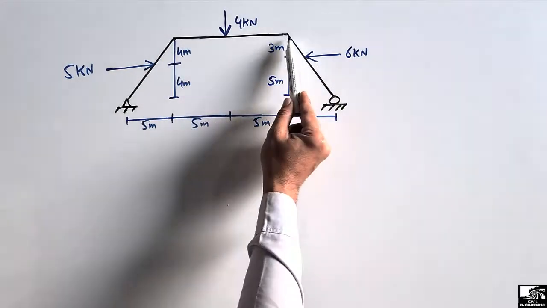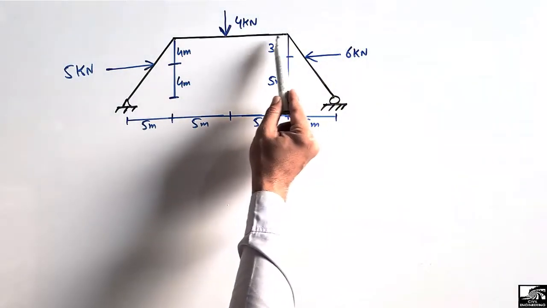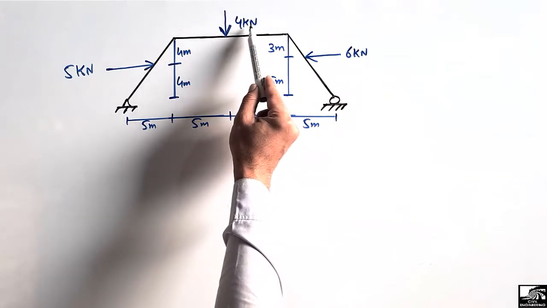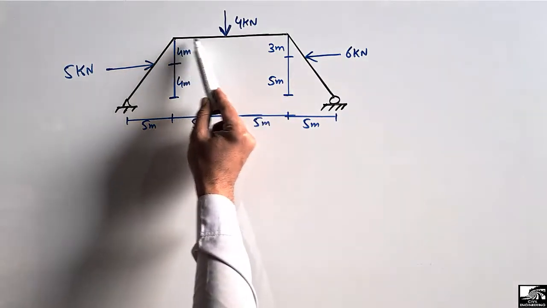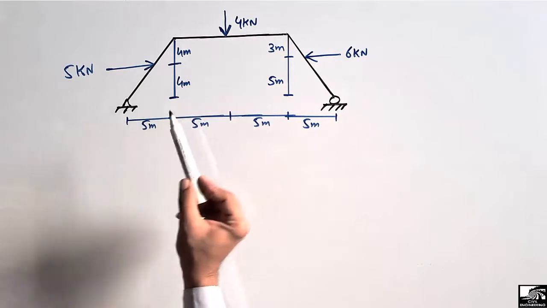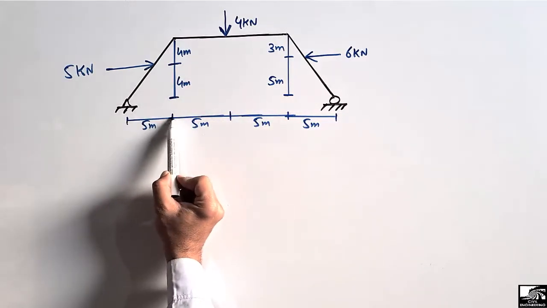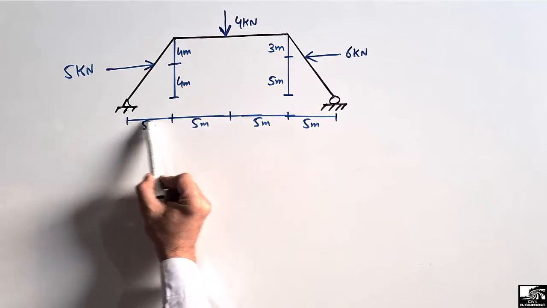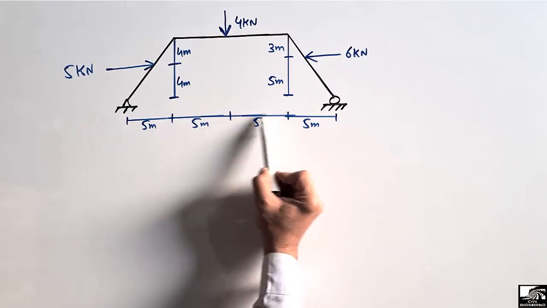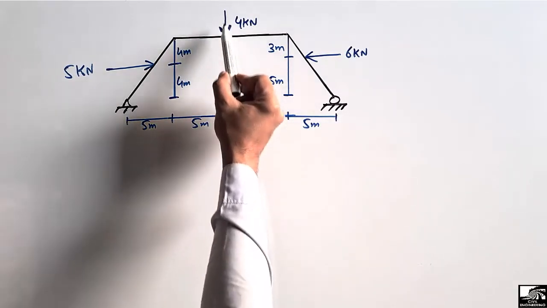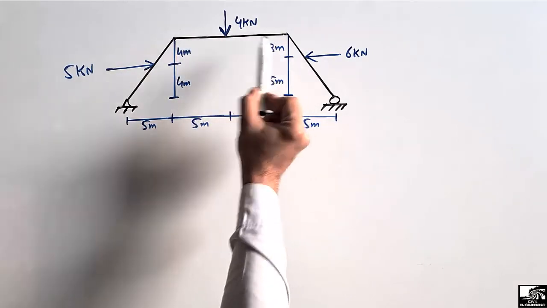The horizontal member of the frame, which is a beam, has a point load of 4 kN acting at the center of this beam. So it acts at a distance of 5 meter from here and 5 meter from here. So the total is 10 meter from this end and 10 meter from this end. So it is acting at the center of this frame.